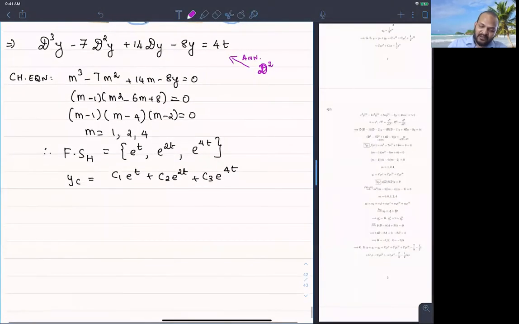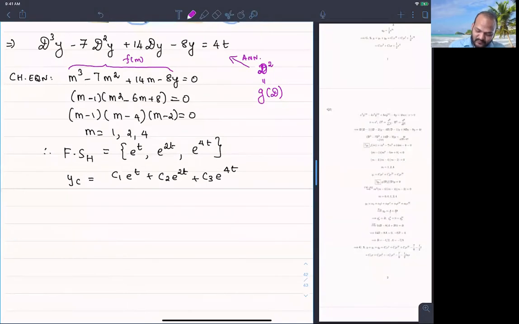So therefore, this is my g of D, and this is my f of m.